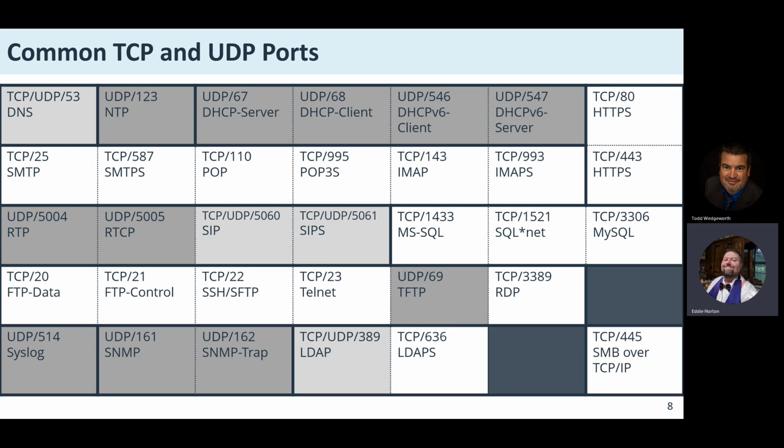But be sure you know the common ones that are web servers and email, and like RDP, which I know was on mine, 3389, and Telnet and SSH and FTP and things like that.